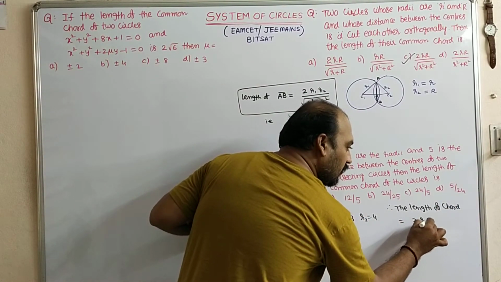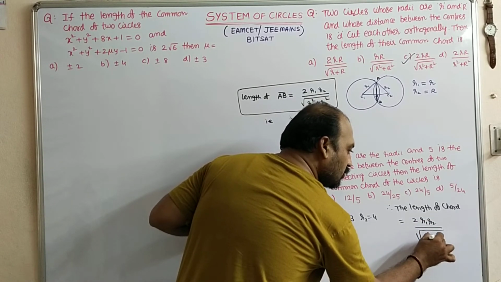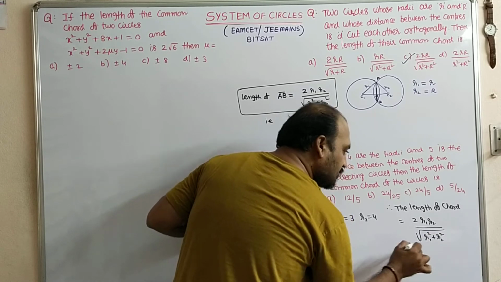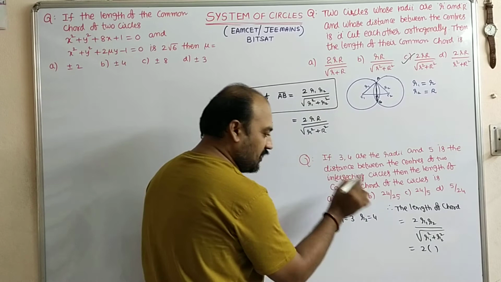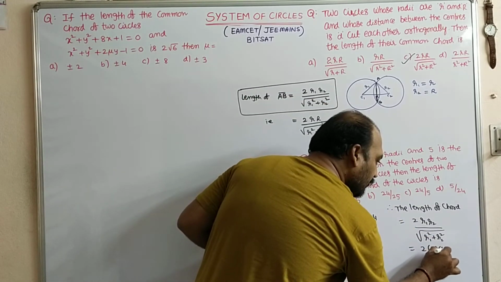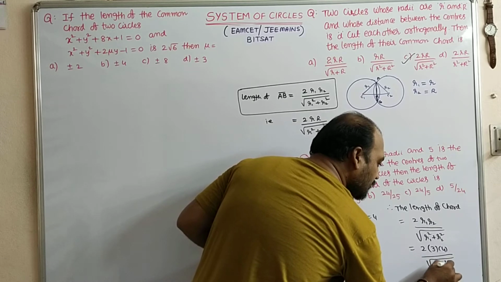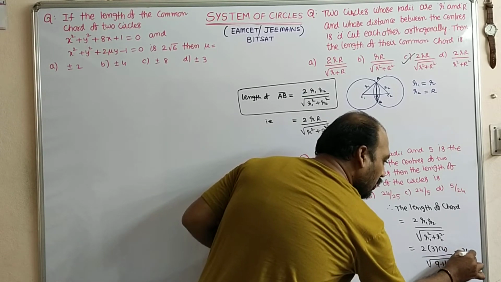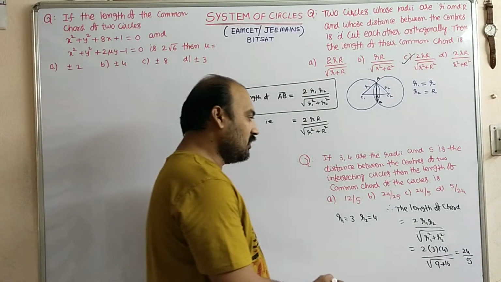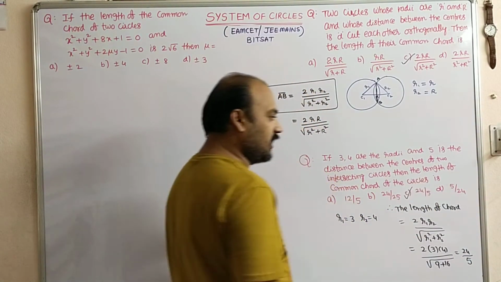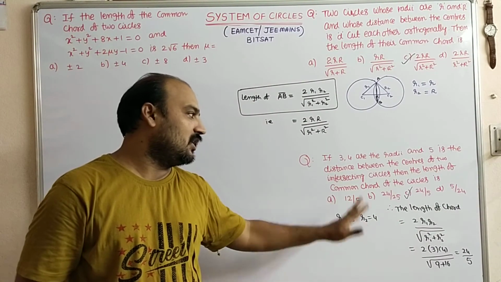the length of chord is 2 into R1 R2 divided by root over R1 square plus R2 square, which is equal to 2 into R1 R2, 3 into 4, divided by root of 3 square 9 plus 4 square 16. So 24 divided by root 25, which is 5. So 24 by 5 is the length of the common chord. It is there in the third option, 24 by 5. This is about length of chord.